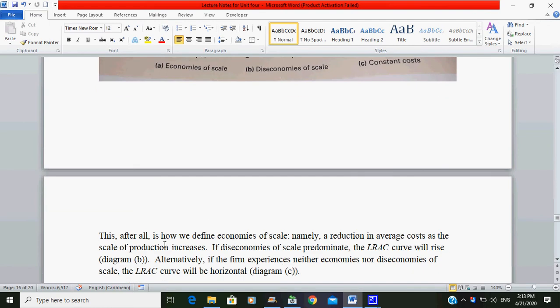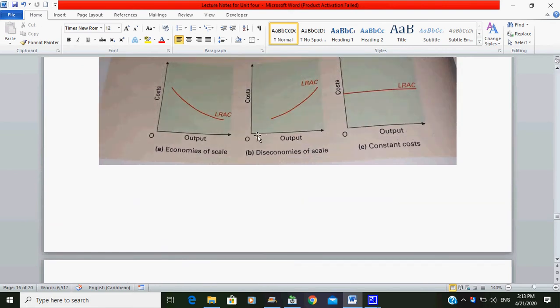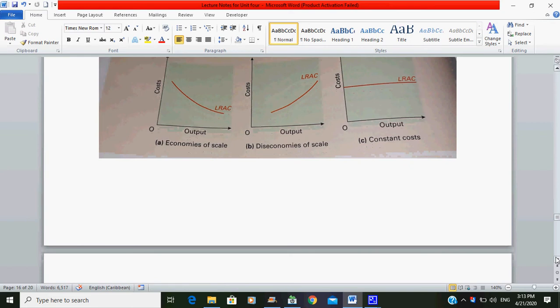This is how we define economies of scale, namely a reduction in what? Average cost as the scale of production what? Increases. If diseconomies of scale predominate, the long run average cost curve will what? Rise, as described in diagram B. Right here. Good. Long run average cost curve rises.